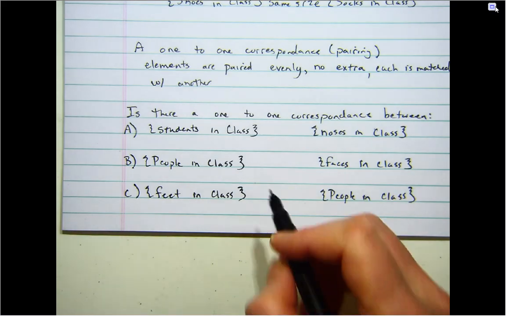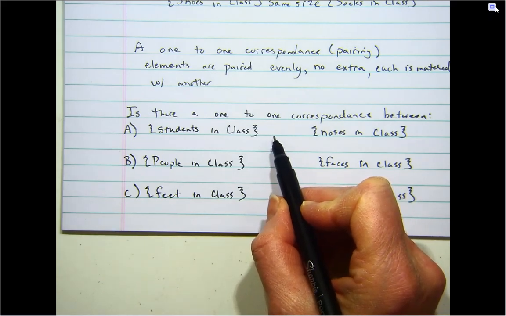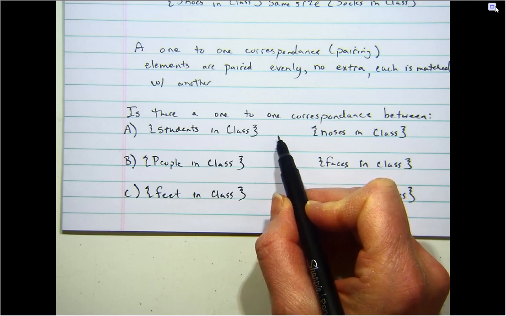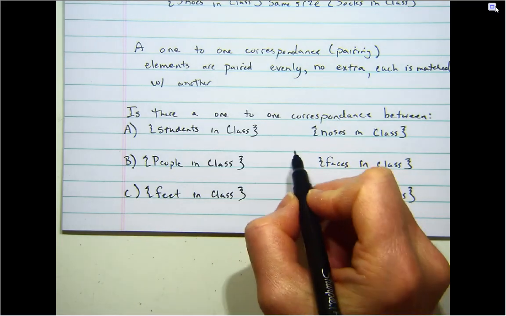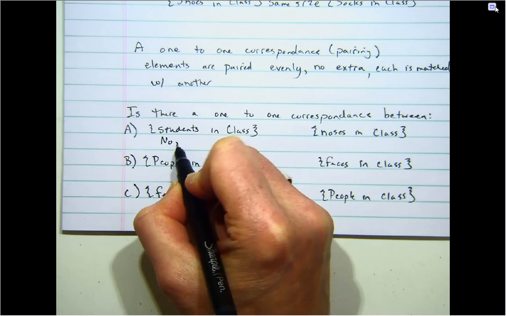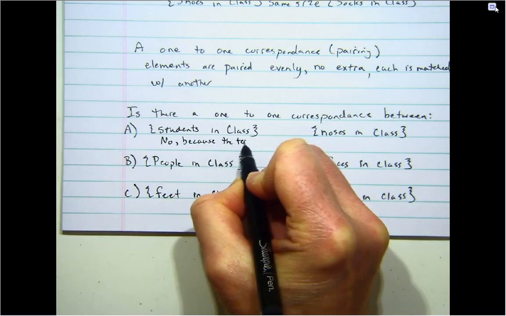So, for A, what did you decide? Is there a one-to-one correspondence between the students in the classroom and the noses in the classroom? No. Is there somebody with an extra nose or no nose? You said students. Oh, good job! So no, because I have a nose. The teacher has a nose.